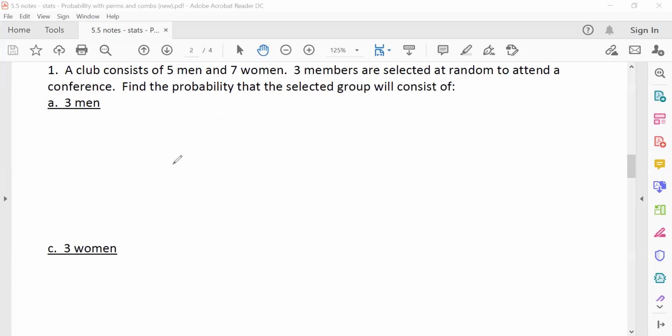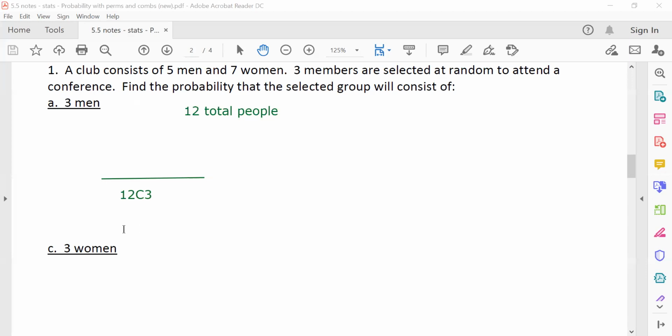Well, in total, we have 12 total people. 5 plus 7, we have 12 total people in the club. So the denominator of our probability calculation: from a group of 12 total, we need to select 3 of them. This is going to be the total number of ways, 12C3, that we can even run this experiment.